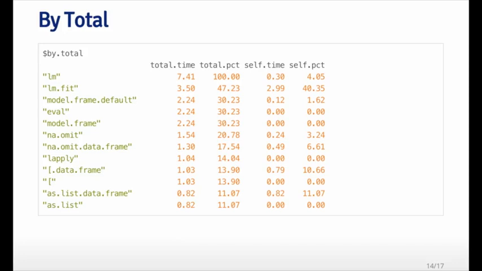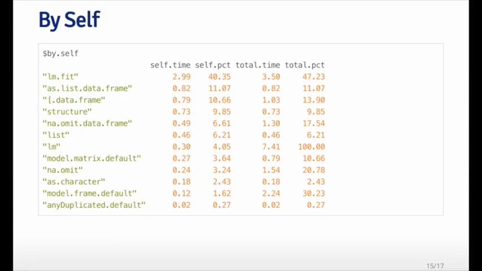Now you also see a number of functions here, model.frame, model.frame.default, eval, that don't really involve computation, but there is a reasonable amount of time spent within those functions, so that's interesting. Now, I think a more useful output is the by.self output, which subtracts out any lower level function calls and calculates the amount of time truly spent in a given function. And here you can see that lm.fit is the clear winner, because that's really where all the computation occurs.